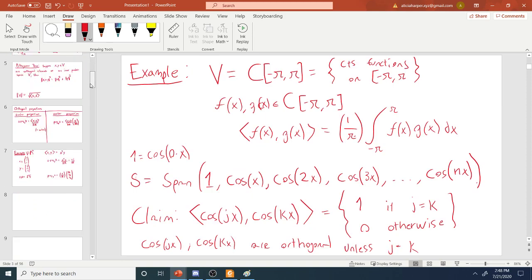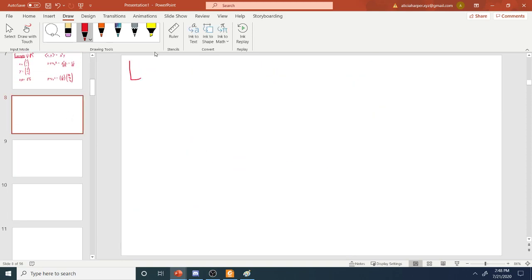So how about I set S here to be the span of 1, cosine of x, and, well, actually, I'm not even going to really bother with that.